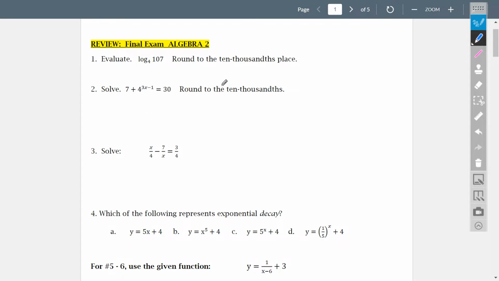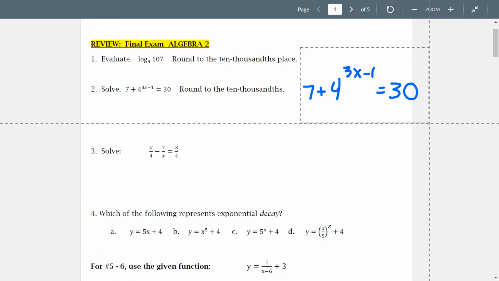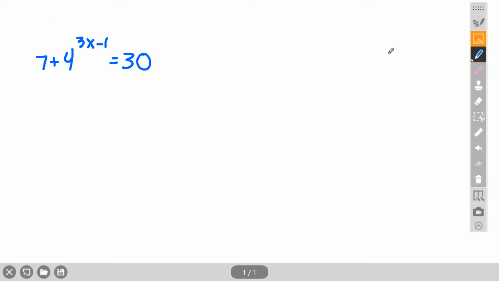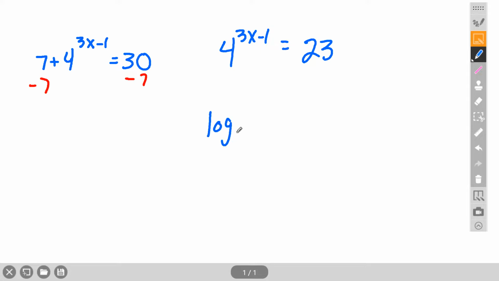Number 2, solve. Okay, so we have 7 plus 4 to the 3x minus 1 equals 30. First we need to get the exponent by itself. 4 to the 3x minus 1 equals 23. Next, we're going to switch this to log form. So log base 4 of 23 equals 3x minus 1. And now we can solve this for x.